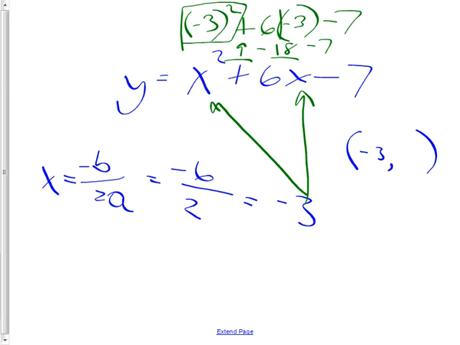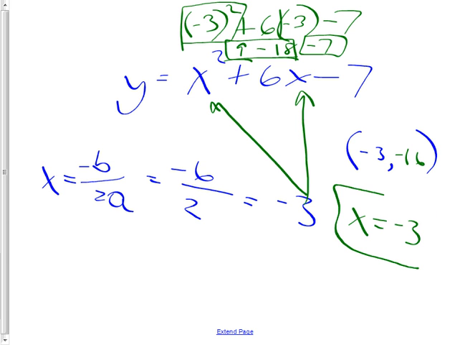Did you notice that these are almost always double each other, and one's always the opposite? And so that's the pattern. That's going to happen. All right, so what does this come out to be? Negative 9 minus 7, which makes negative 16. There's my point. Negative 3 comma negative 16. And if they ask for the axis of symmetry, the answer is not negative 3. It's what? It's x equals negative 3.